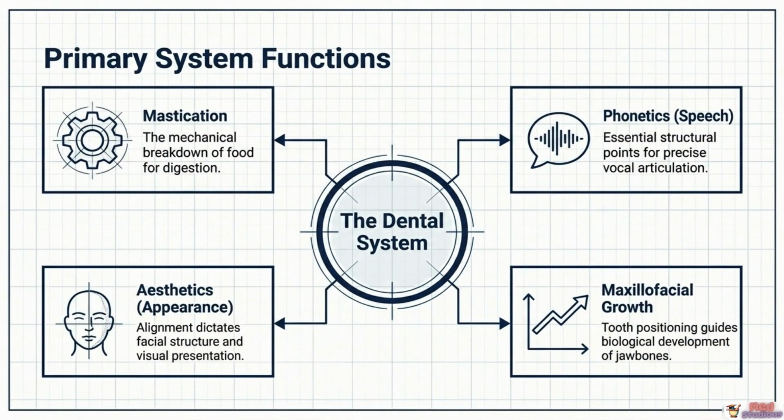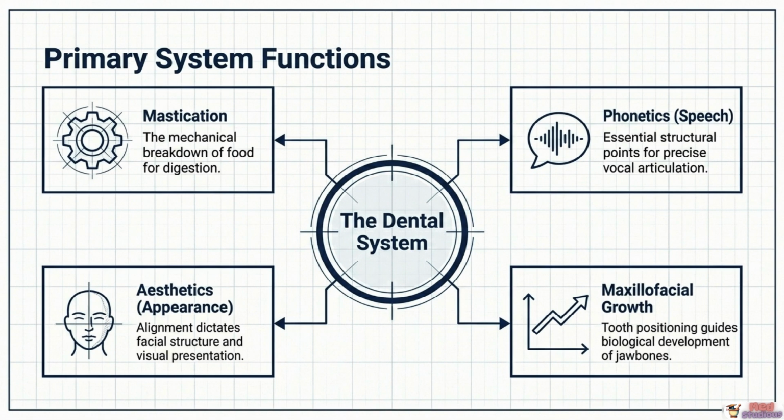Let's zoom all the way back out and see why all of this matters beyond just eating. The dental system as a whole serves 4 primary functions. Mastication is the mechanical breakdown of food for digestion, the function we just walked through step by step. Phonetics, or speech, relies on teeth as essential structural points for precise vocal articulation. Try pronouncing certain consonant sounds without your front teeth, and you'll immediately understand this role.